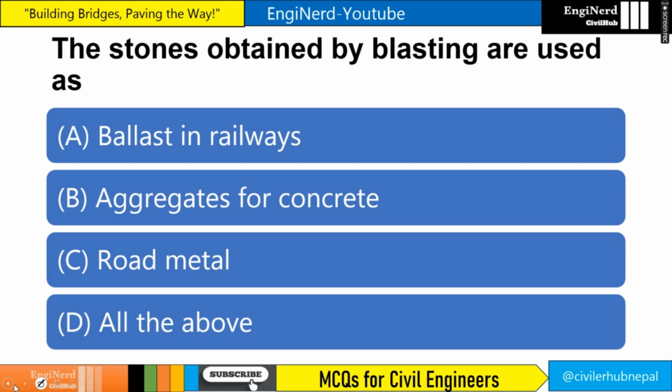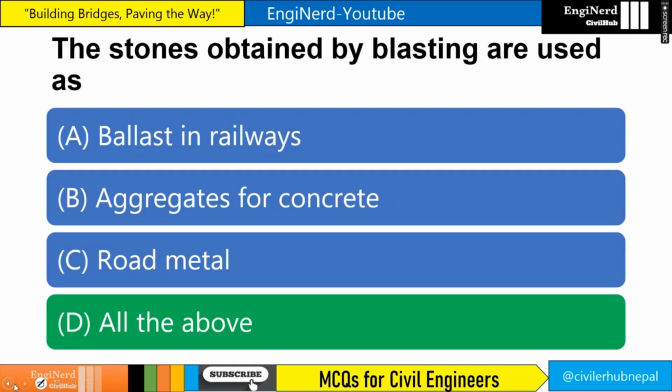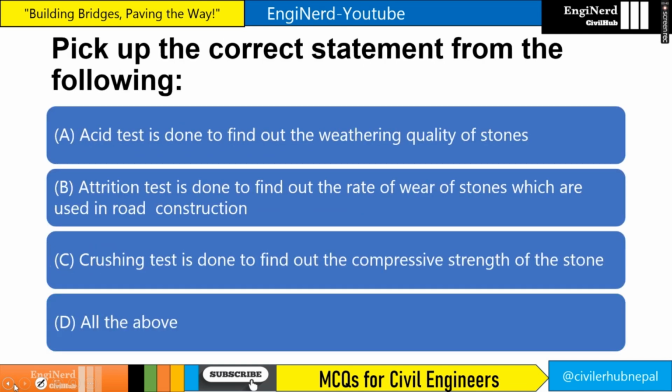The stones obtained by blasting are used as ballast in railways, aggregates for concrete, road metal, all of the above. So if you see here, stones obtained by blasting are usually of same size, and they are used as ballast in railways, aggregate for concrete, and road metal, etc. So answer is all of the above.